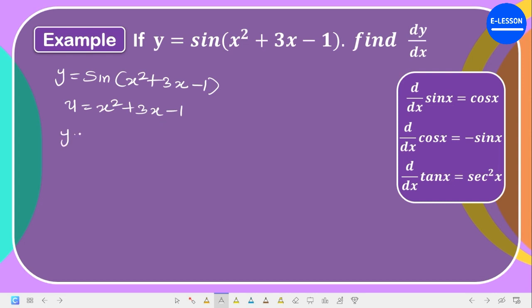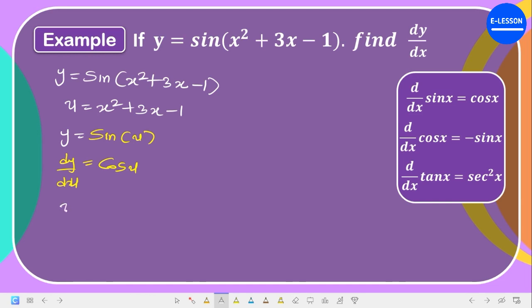So your y now will be equal to, since u is equal to this, it means that wherever we see this, we can put the value of what? u. So our y will be sin u, because your u is what? x squared plus 3x minus 1. So what will be your dy/du? It means differentiate y with respect to u. Now if you differentiate sin, it will give us what? Cos. So differentiate sin u, this will give us cos u.